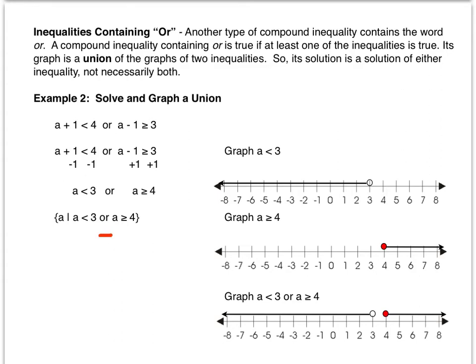So graphing the first inequality, A is less than 3, we'll have an open circle on the 3, and all the numbers to the left are smaller or less than 3. For graphing A is greater than or equal to 4, we'll have a closed dot on the 4, and all the numbers to the right are greater than or equal to 4. For the graph of the union of the two, we'll have an open circle on the 3 with the arrow to the left, and a closed dot on the 4 with the arrow to the right. So this one would be your answer.